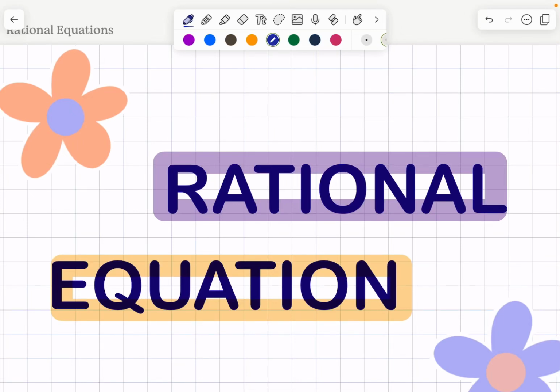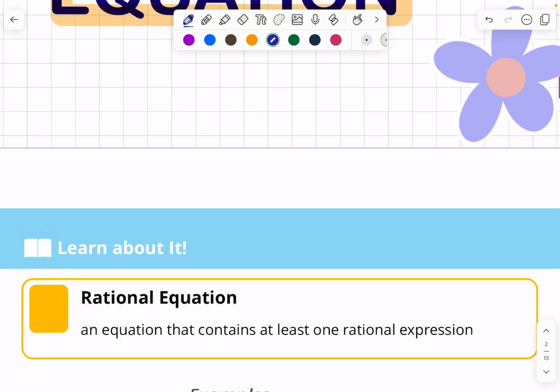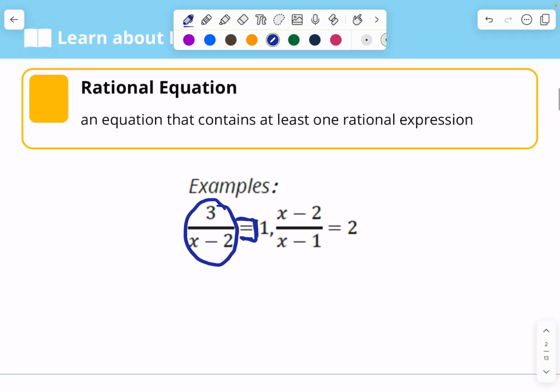Today, we'll discuss rational equations. Now, what is a rational equation? It is an equation that contains at least one rational expression. As we can see from our examples, each contains at least one rational expression.